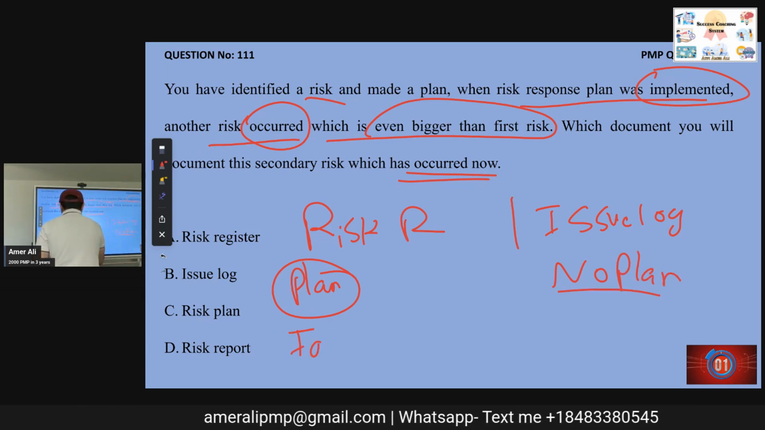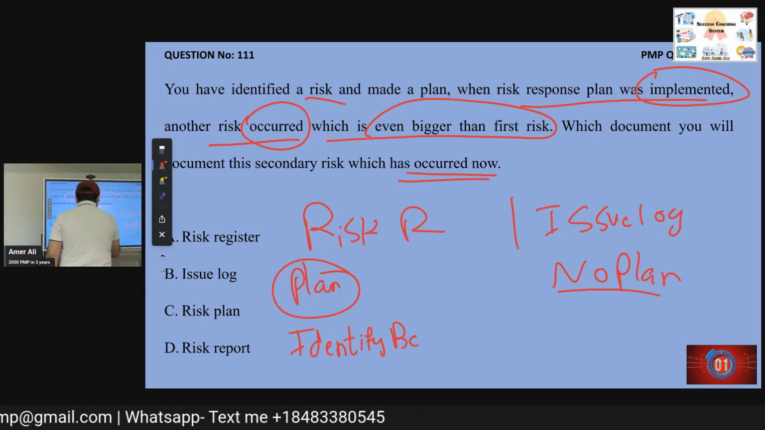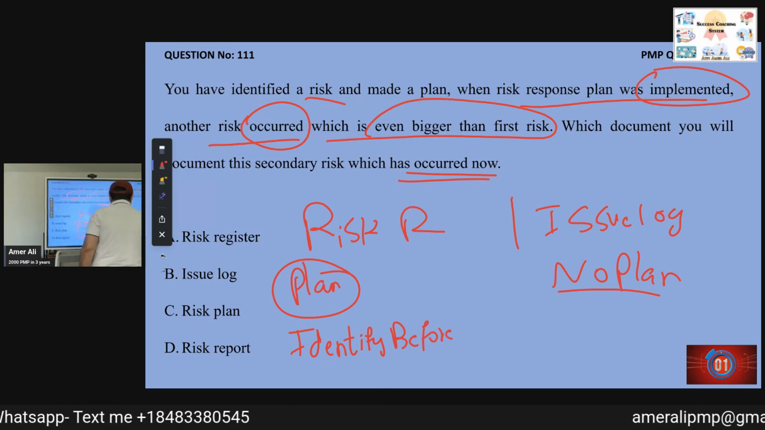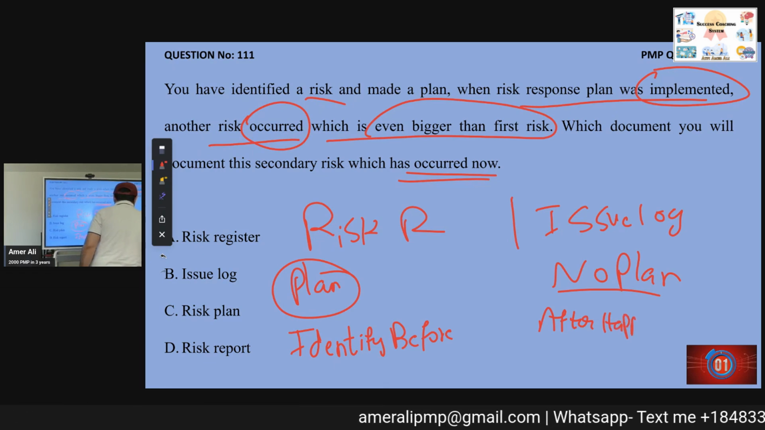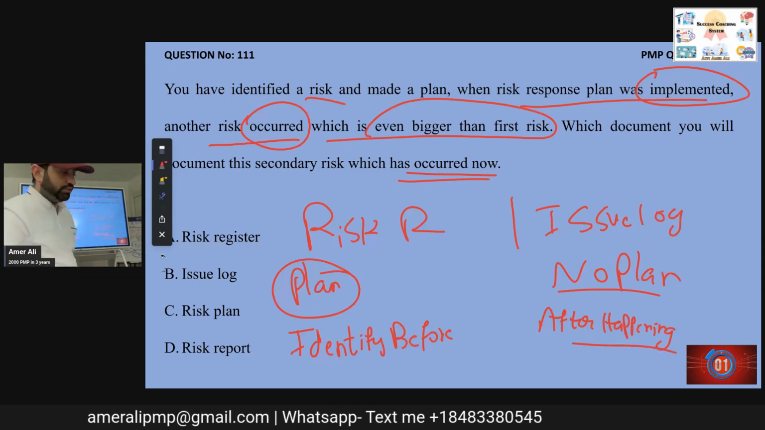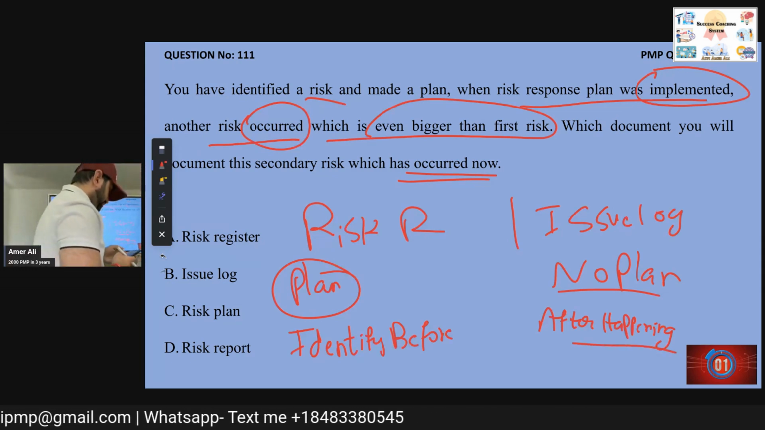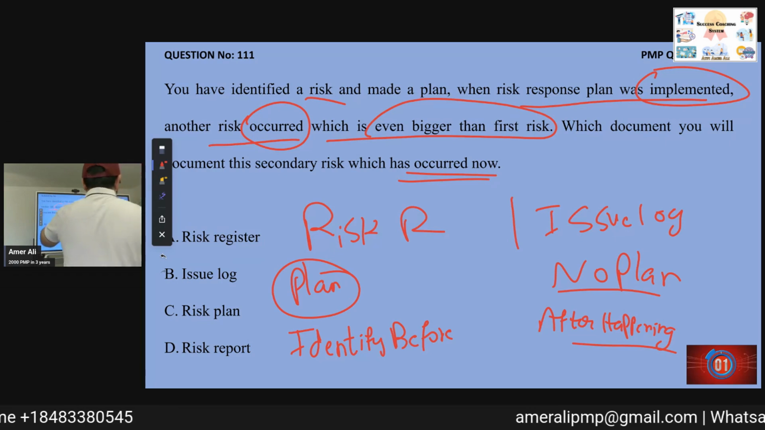Identify before happening, after happening. Now answer me. What is your answer? Before happening or after happening? I hope that makes clear for you.